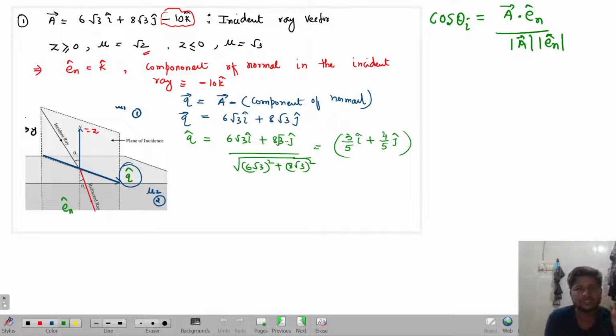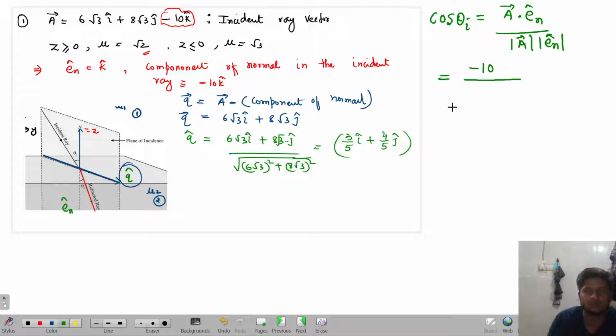So that's what I'm doing. I know the incident ray vector and I know the normal vector. So if I want to know the angle between them, I'll just apply the dot product. Now, the incident ray vector is given as 6 root 3 i cap plus 8 root 3 j cap minus 10 k cap. So what will it be? Minus 10 k cap dot k cap. Yes or no? So in the numerator it will be minus 10.